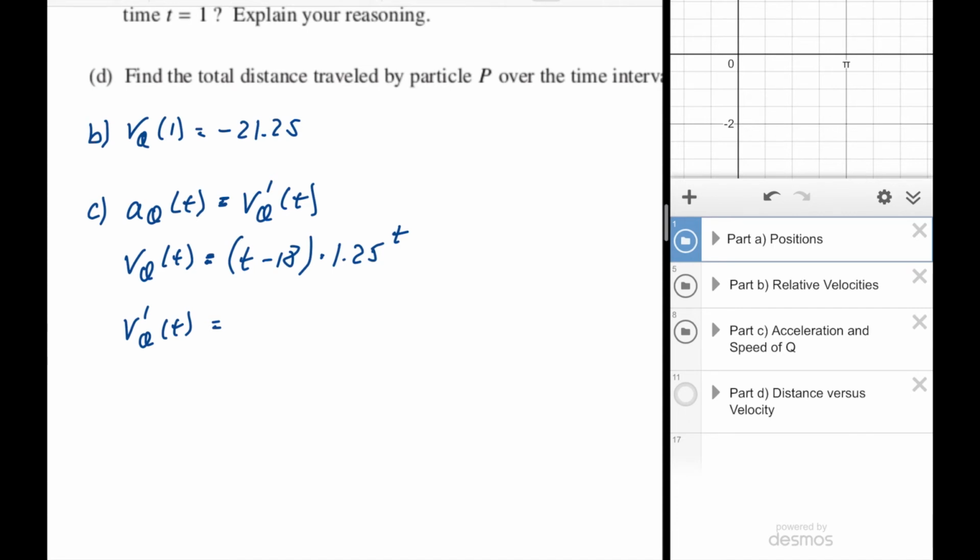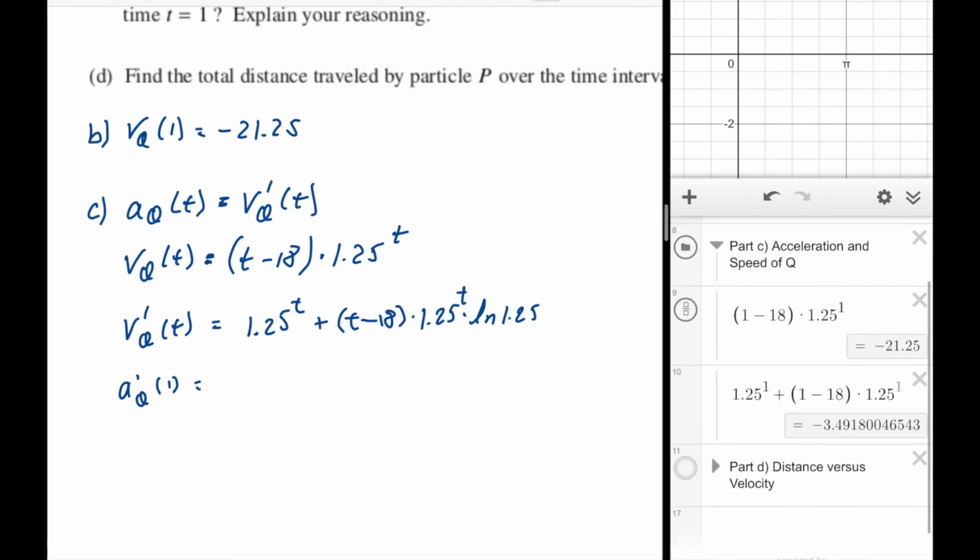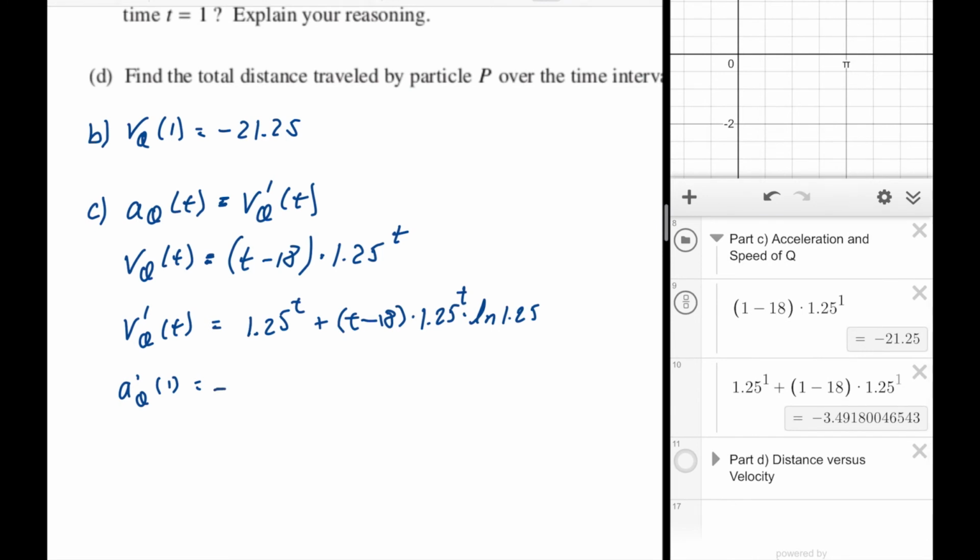That is product rule. So derivative of the first, I've got 1, times 1.25 to the t. Add to that t minus 18 multiplied by, the exponent rule, multiplied by the natural log of our base, natural log of 1.25. So we want the acceleration of q at time equals 1. So when I go over to my calculator on the right, our acceleration is negative 3.492, whatever that is, a distance per time unit squared.